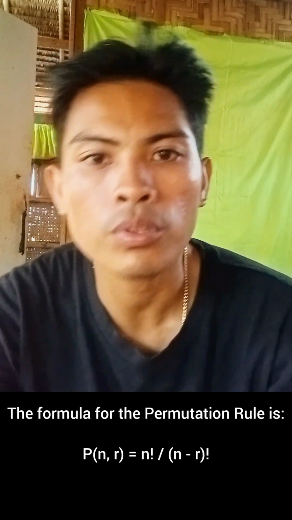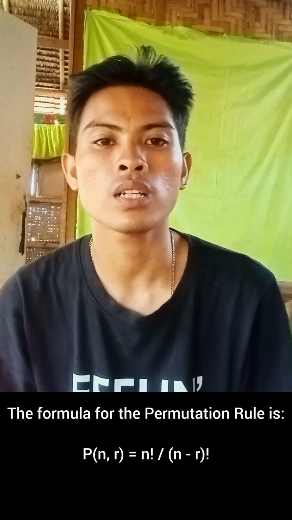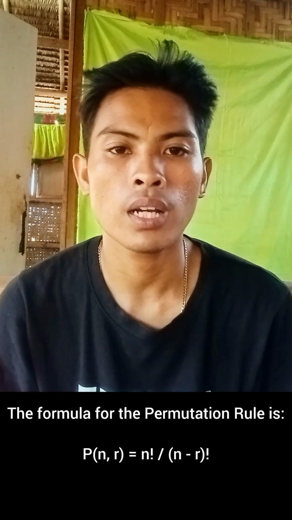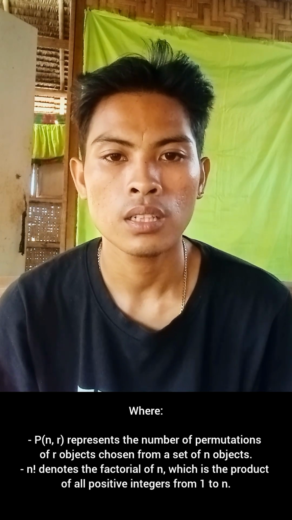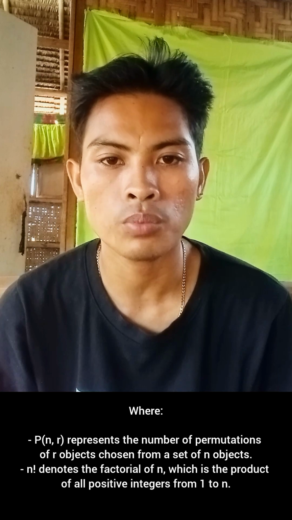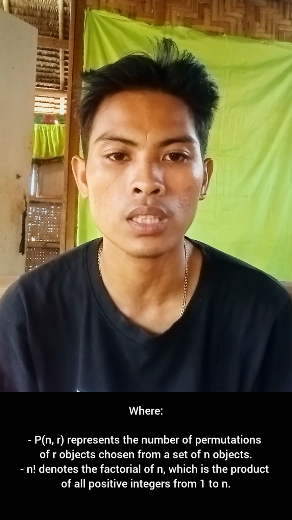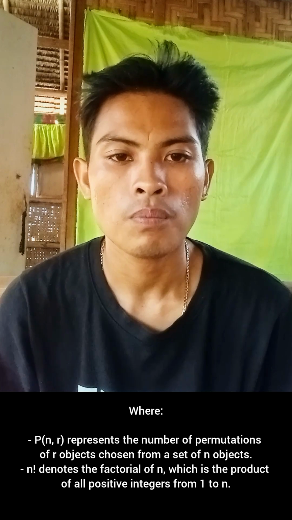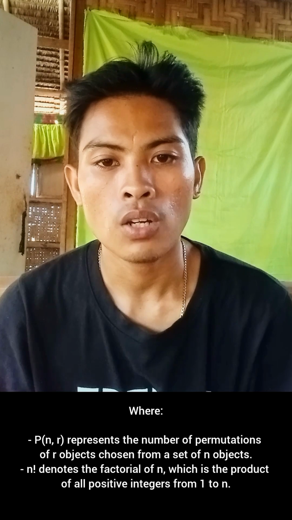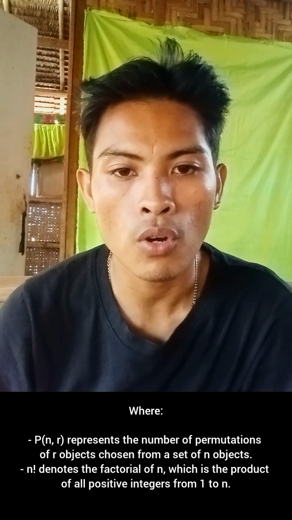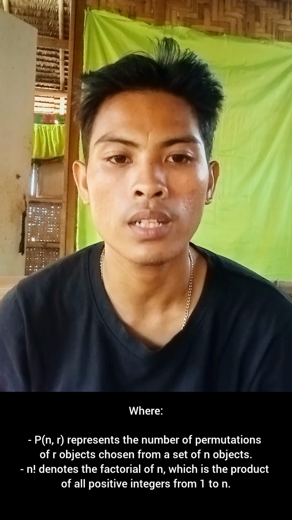The formula for the permutation rule is P equals n factorial divided by n minus r factorial, where P represents the number of permutations of r objects chosen from a set of n objects. N factorial denotes the factorial of n, which is the product of all positive integers from 1 to n. Now, let's look at the 3 examples that illustrate the application of the permutation rule.